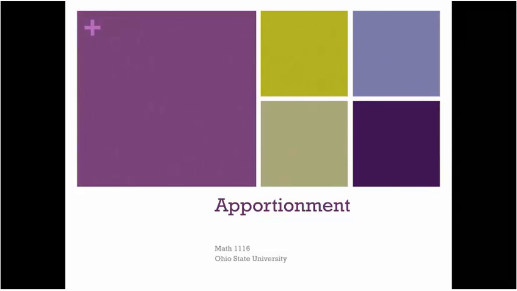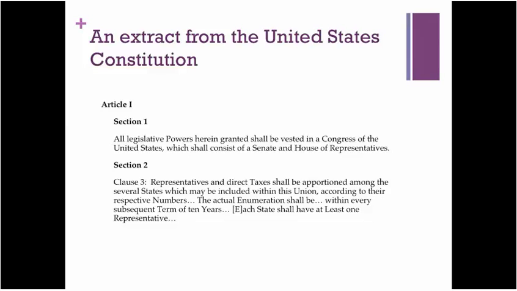We're continuing our unit on voting and apportionment. We've had a couple of topics about voting already, and now we come to apportionment. So, what is this about? Well, let's begin by looking at the United States Constitution.